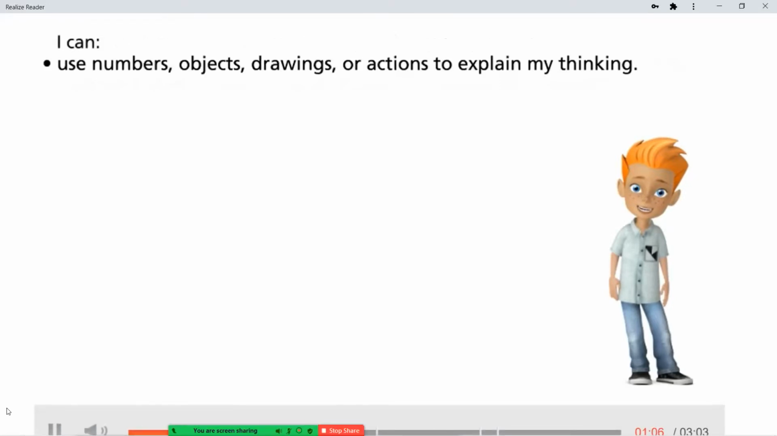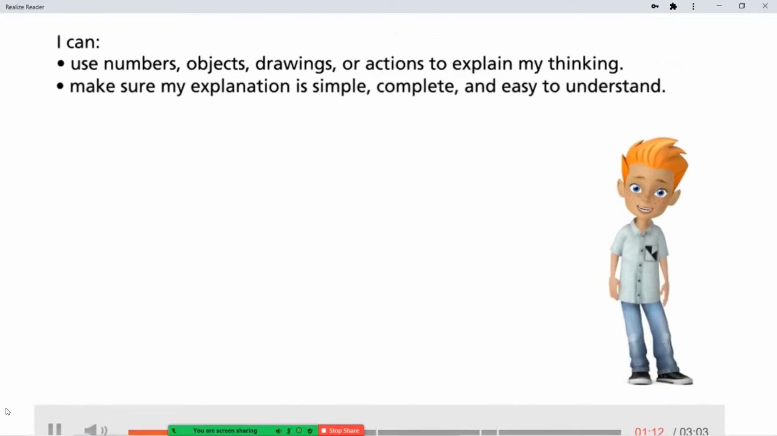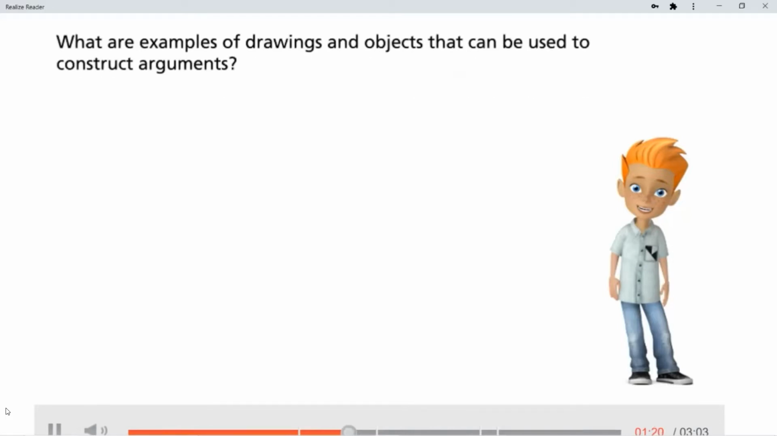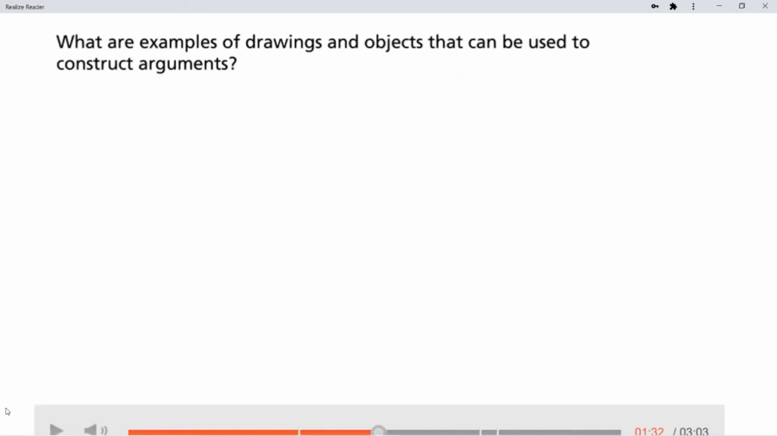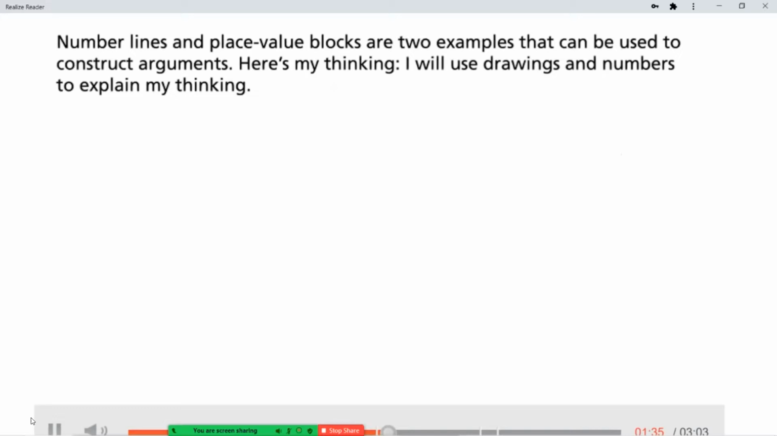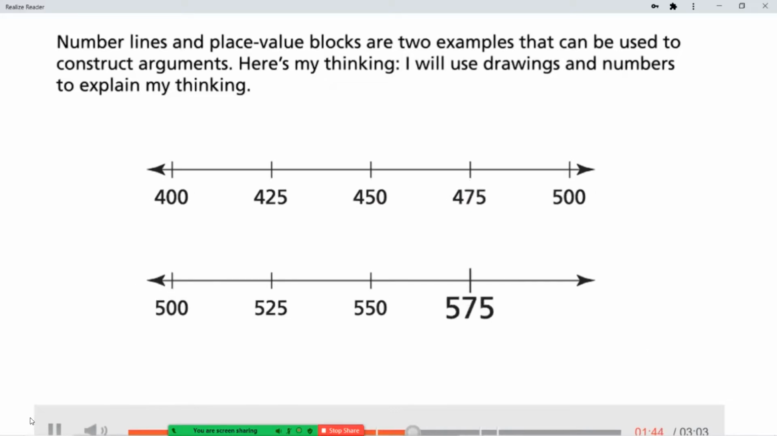I can use numbers, objects, drawings, or actions to explain my thinking. Make sure my explanation is simple, complete, and easy to understand. What are examples of drawings and objects that can be used to construct arguments? Think about how you can prove your conjecture that Nancy and Christopher need to save the same amount. Number lines and place value blocks are two examples that can be used to construct arguments. Here's my thinking. I will use drawings and numbers to explain my thinking.